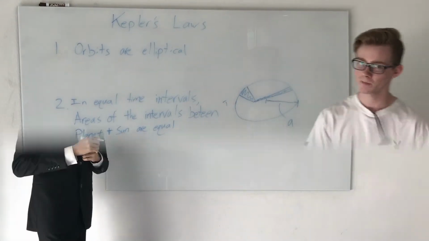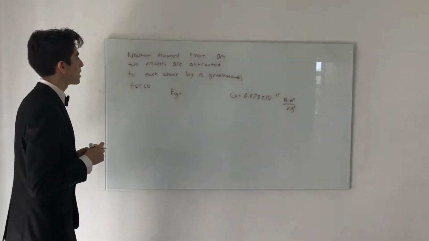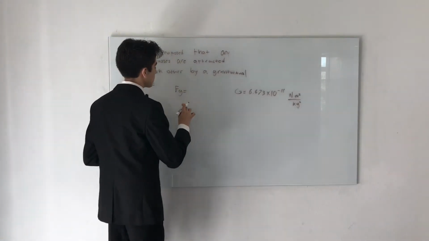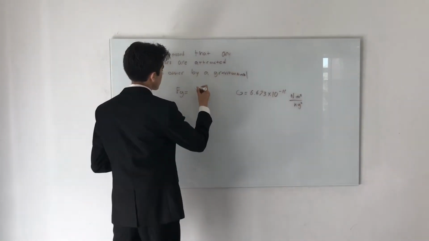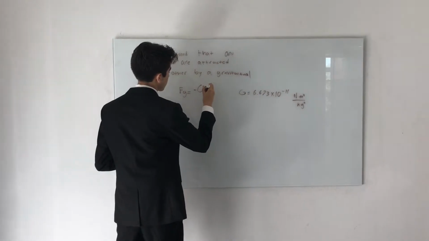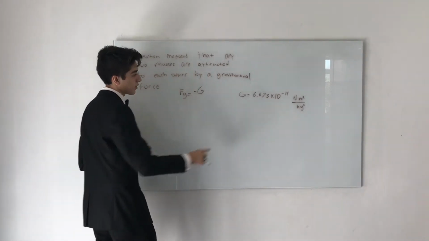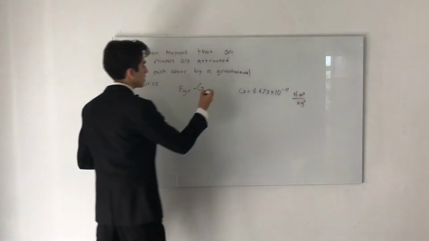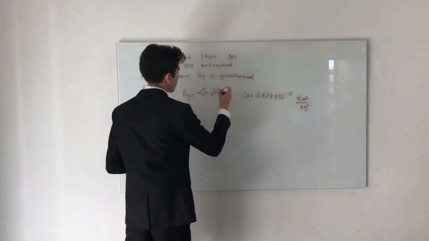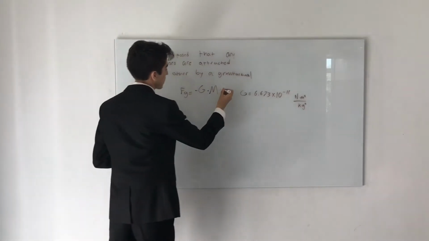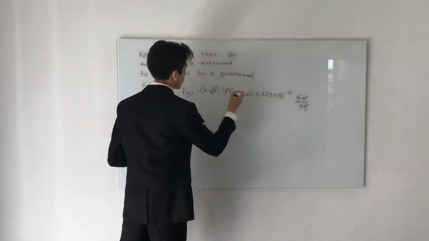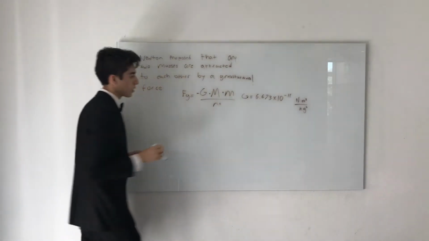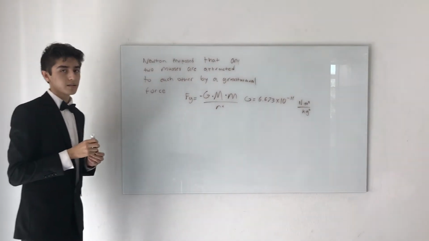Newton proposed that any two masses are attracted to each other by a gravitational force. So F_g, which is the force of gravity, equals negative G, which is the gravitational constant 6.67 times 10 to the negative 11, times the first mass, which is big M, times the second mass, all over r squared. And r is the distance between both masses.